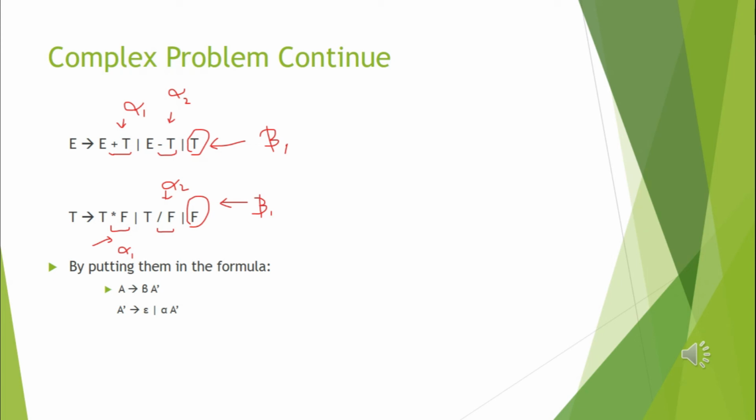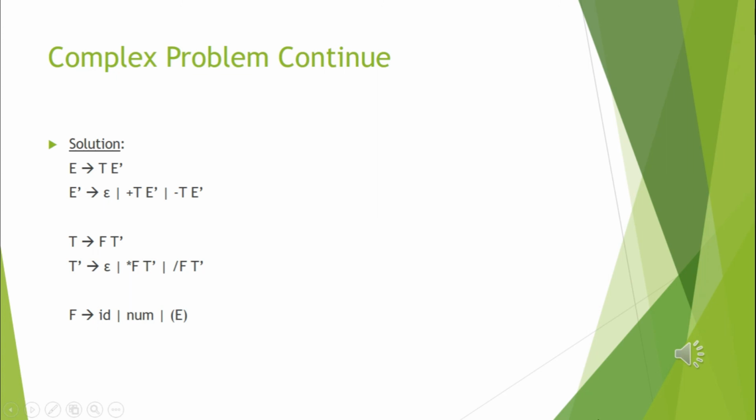Similarly in the T equation, the asterisk F and the slash F are the alphas, and simply the last one, F, is going to be beta. So we have identified alpha and betas in both of the equations. So we simply have to put and map them in the equation and the formula which has been discussed above. As we have already known the alpha and beta values of both E and T, we can easily put them in the formula which has been discussed above.